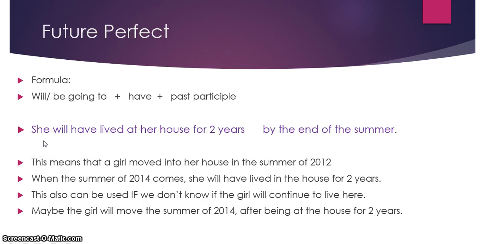Now, what does this sentence mean? This sentence means that a girl moved into her house in the summer of 2012, and when the summer of 2014 comes, she will have lived in the house for 2 years. Okay, this also can be used if we don't know if the girl will continue to live at her house. Maybe the girl will move in the summer of 2014 after being at the house for 2 years.